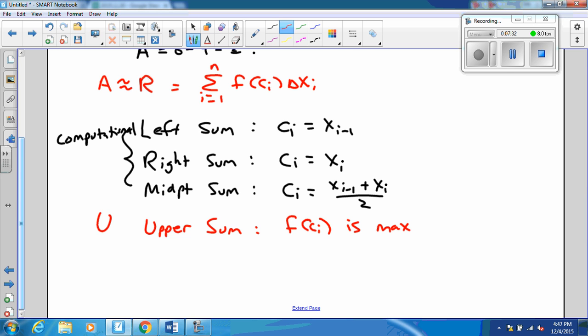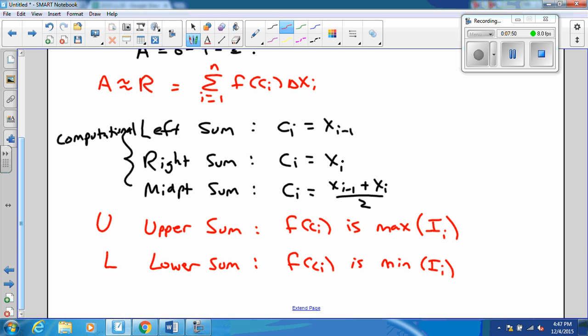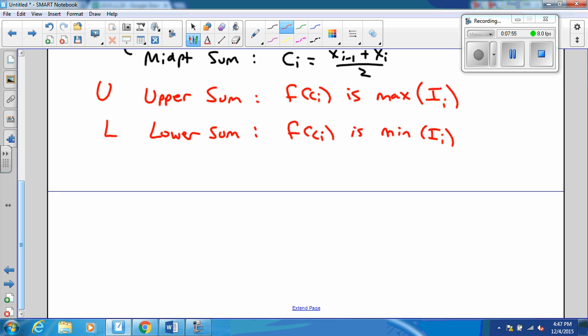And the upper sum is chosen so that f of c_i is the max on the interval I sub i. And the lower sum is the sum that you get when f of c_i is the minimum possible value on I sub i. We're going to give that a symbol L. And so now I want to make a couple of intuitively obvious observations, and then we're going to talk about how to use U and L in order to get an exact value for the area.